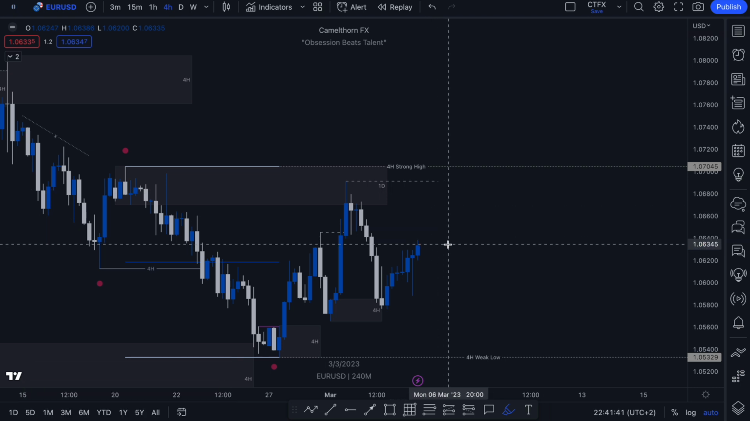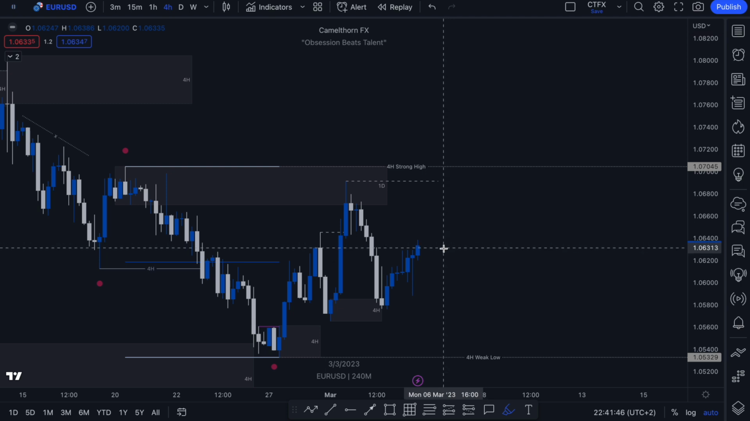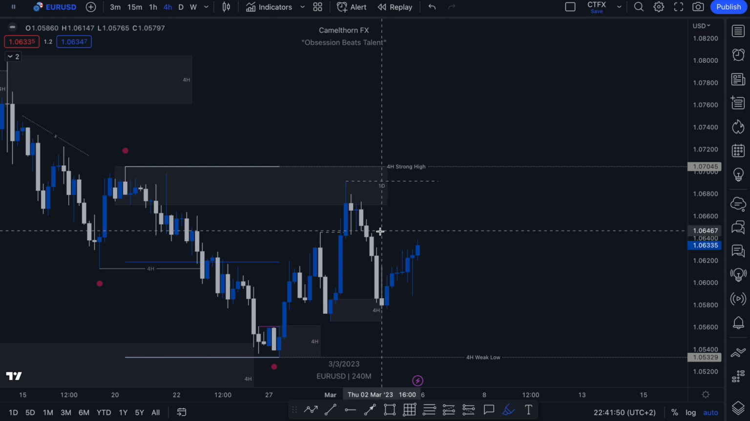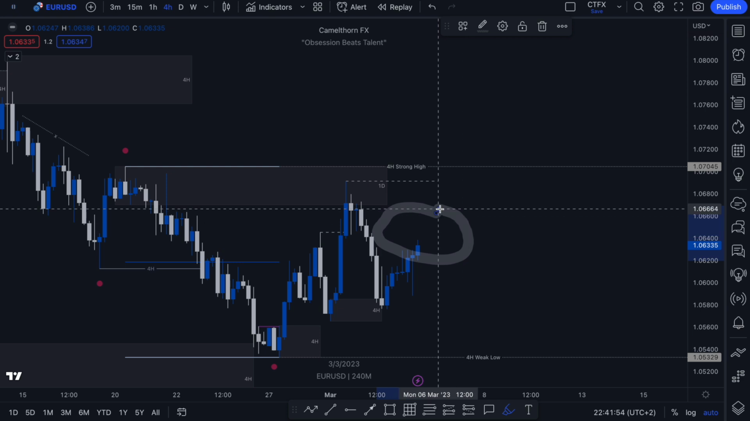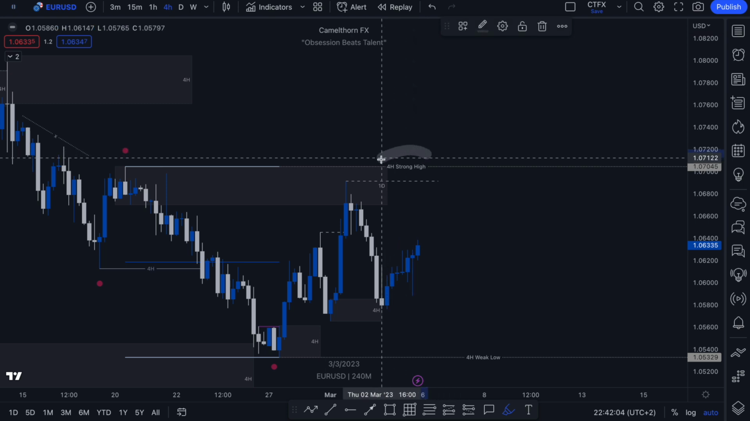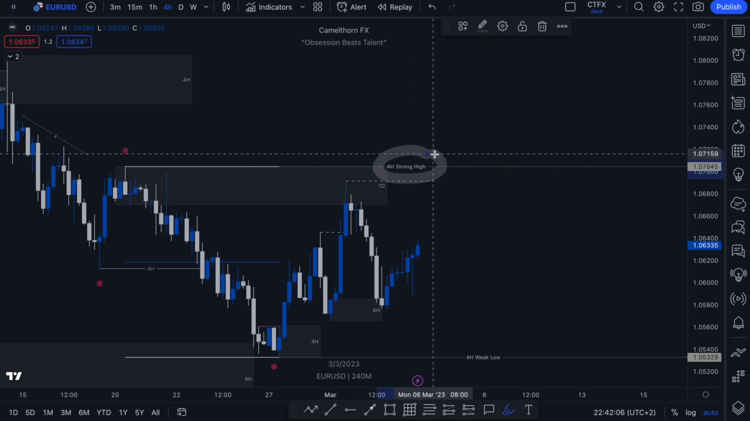When looking at it from an intraday trading point of view, because my 4-hour is still pointing bearish, okay, I will be looking for selling opportunities in this area. Why? Because my 4-hour is still pointing bearish. I trade what's in front of me. The only time I stop looking for selling opportunities is once the 4-hour strong high is violated.